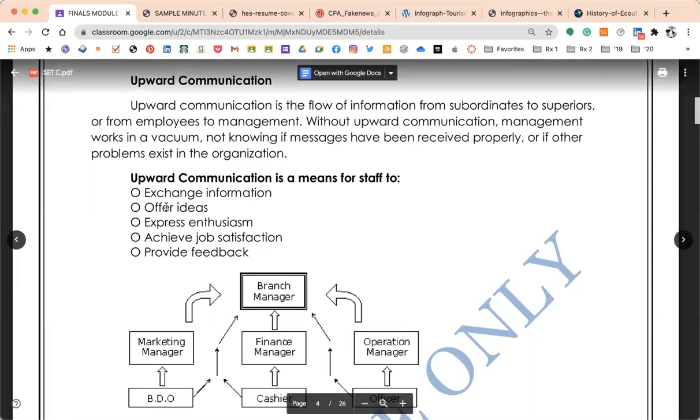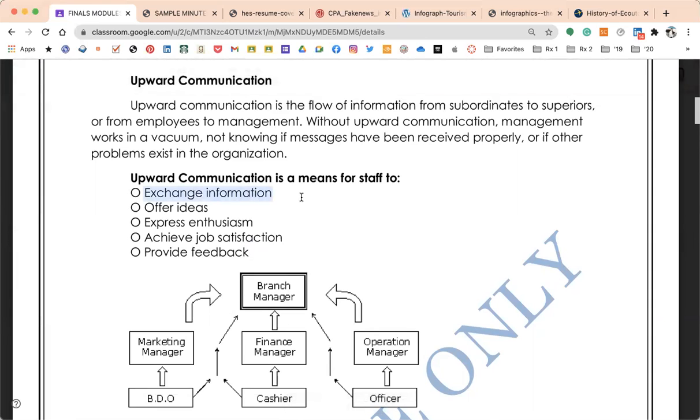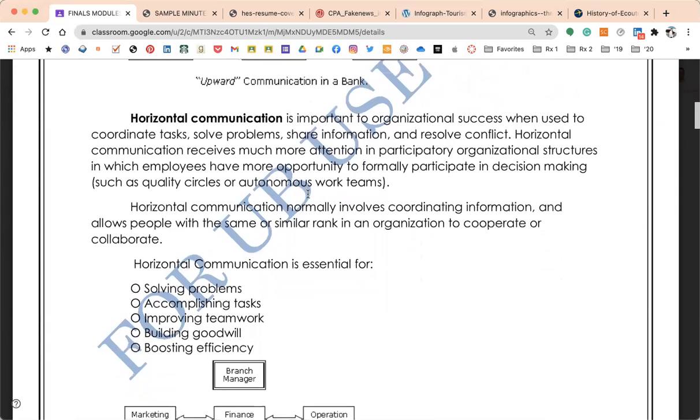But it's not only negative. It can be positive, as I said a while ago. When you are suggesting, that's an example of upward communication.